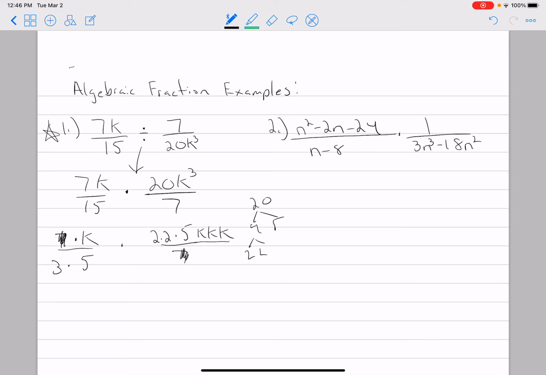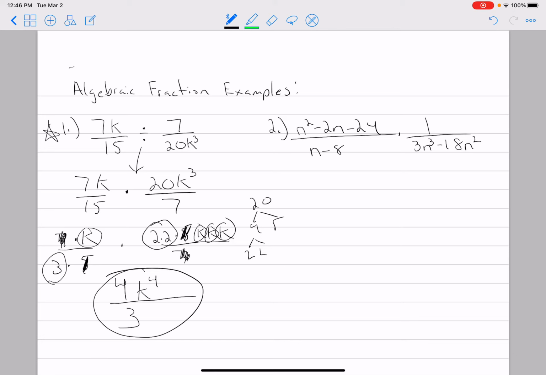Top, bottom, cancel. Top, bottom, cancel. Nothing else to cancel, so what am I left with on top? I'm left with 4 k's, so that's k to the 4th. I'm left with 2 times 2, which is 4. And on the bottom, I'm left with 3. There is my final answer. Works the exact same way.